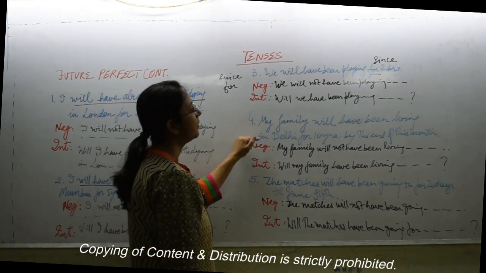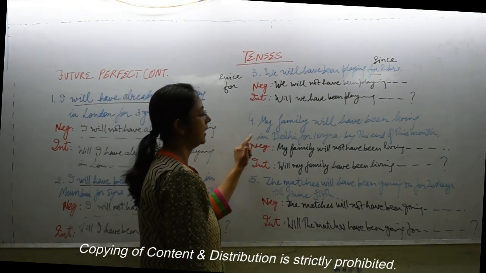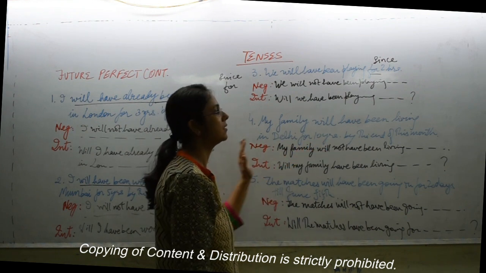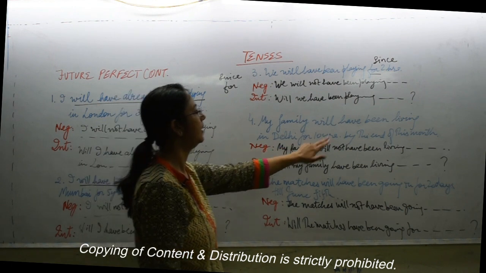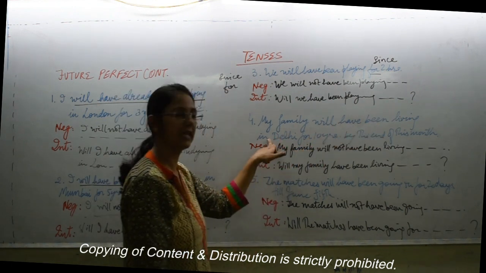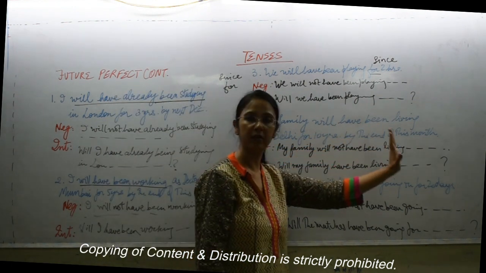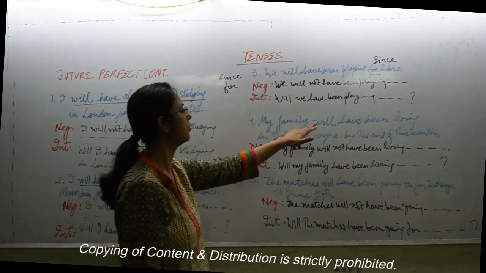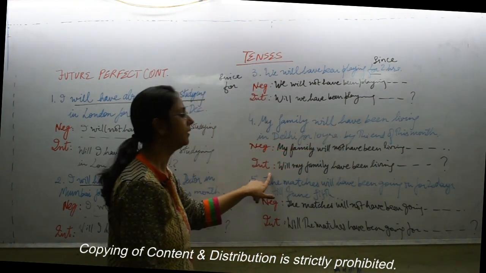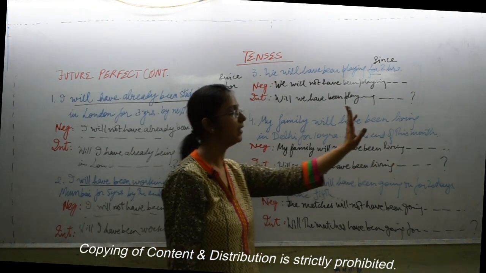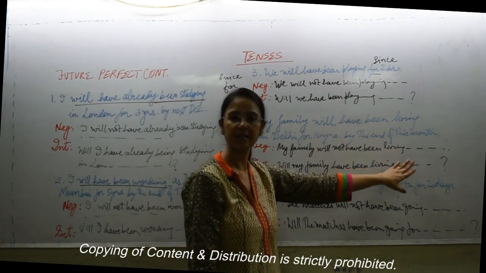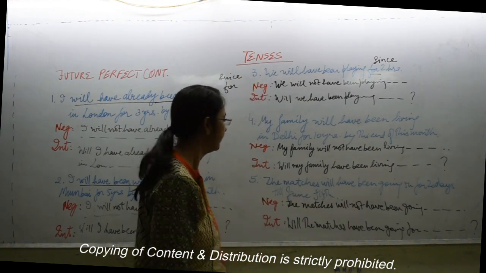My family will have been living in Delhi for 10 years by the end of this month. So, negative would be my family will not have been living in Delhi for 10 years by the end of this month. Everything is the same, just you have to add not. And for interrogative, will my family have been living, and the whole sentence with a question mark.